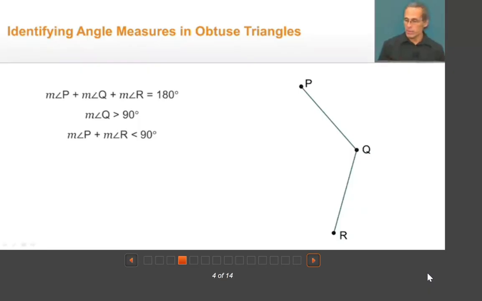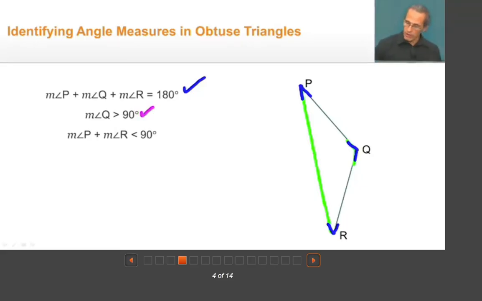Take a look at angle PQR. Notice that this angle is an obtuse angle. So if I go ahead and create any triangle with an obtuse angle, what do we notice? Well, first of all, the measure of angle P plus the measure of angle Q plus the measure of angle R must sum up to be 180, because the sum of the three interior angles of a triangle is 180. What else do we notice?